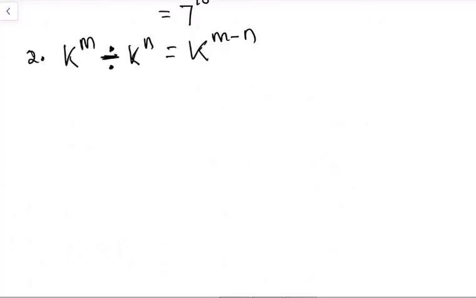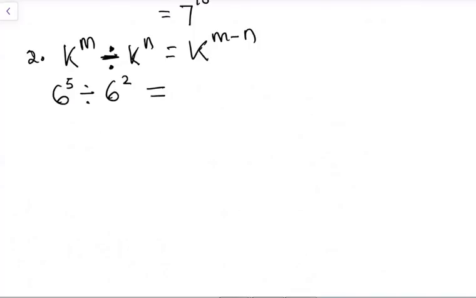And you might wonder, how so? Let's play around with it and you'll see. Again, I'm going to work with 3 examples here. Our first example will be 6 raised to power 5 divided by 6 raised to power 2.